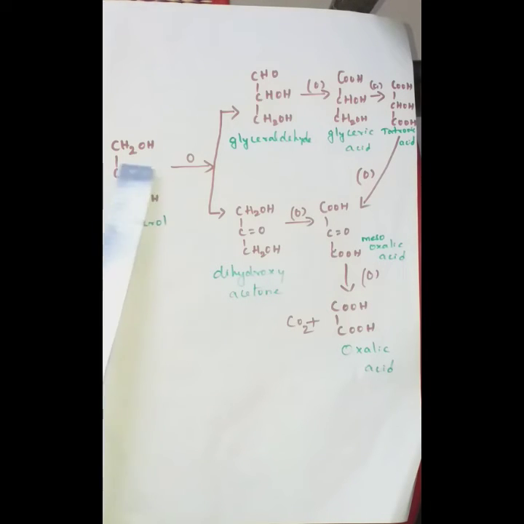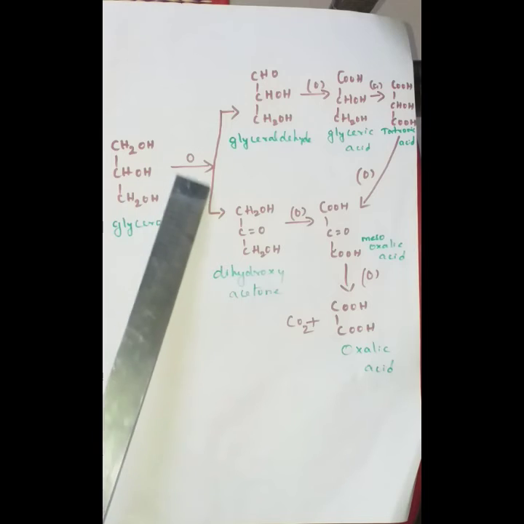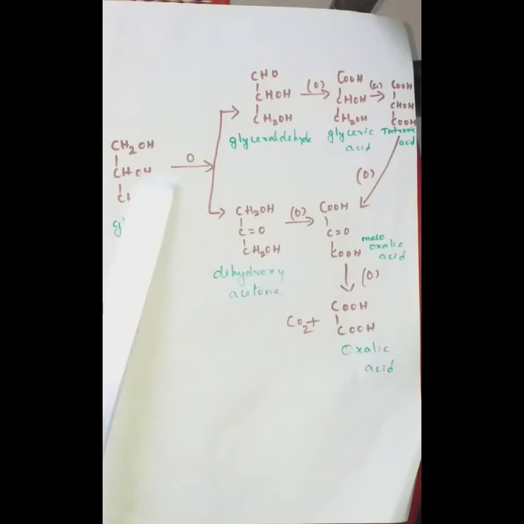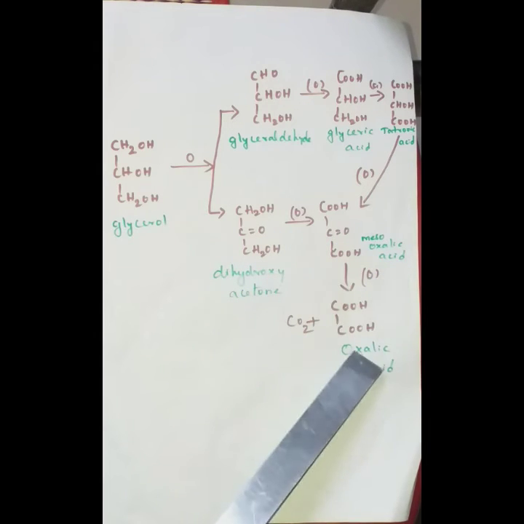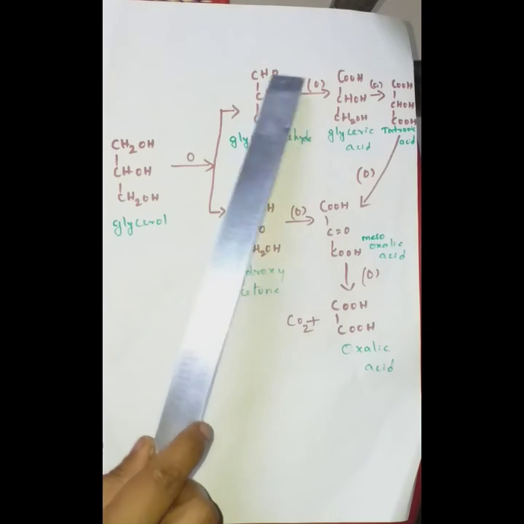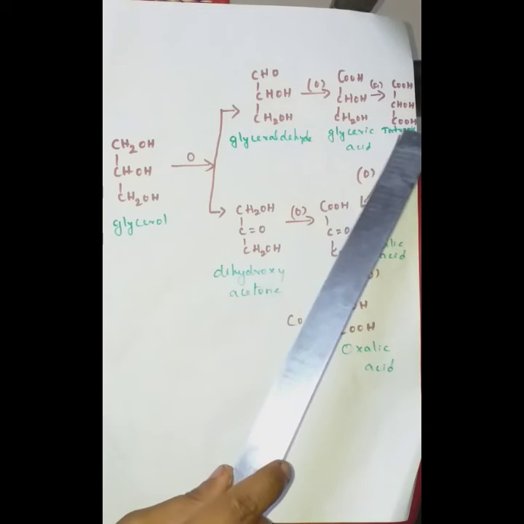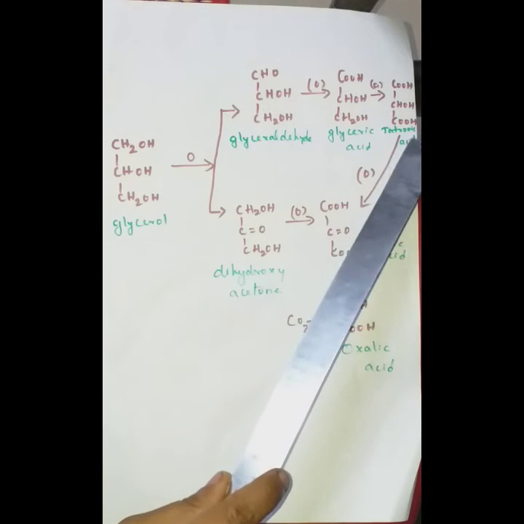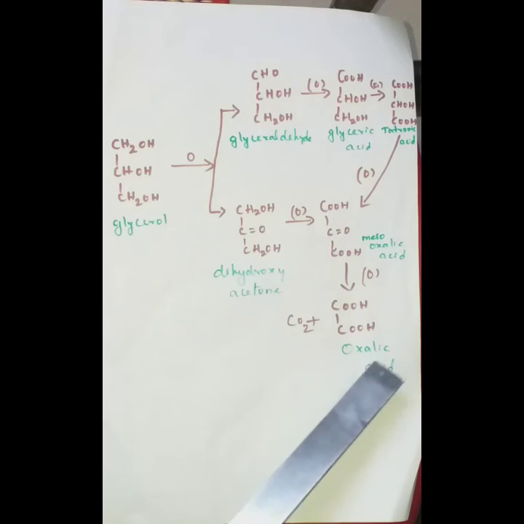If it oxidizes the second carbon, it gives this type of product, that is, secondary alcohol oxidation gives C double bond O, then further oxidation gives mesoxalic acid and further oxalic acid. So this is the main route: formation of glyceraldehyde, then glyceric acid, then tartronic acid, then mesoxalic acid, then oxalic acid.